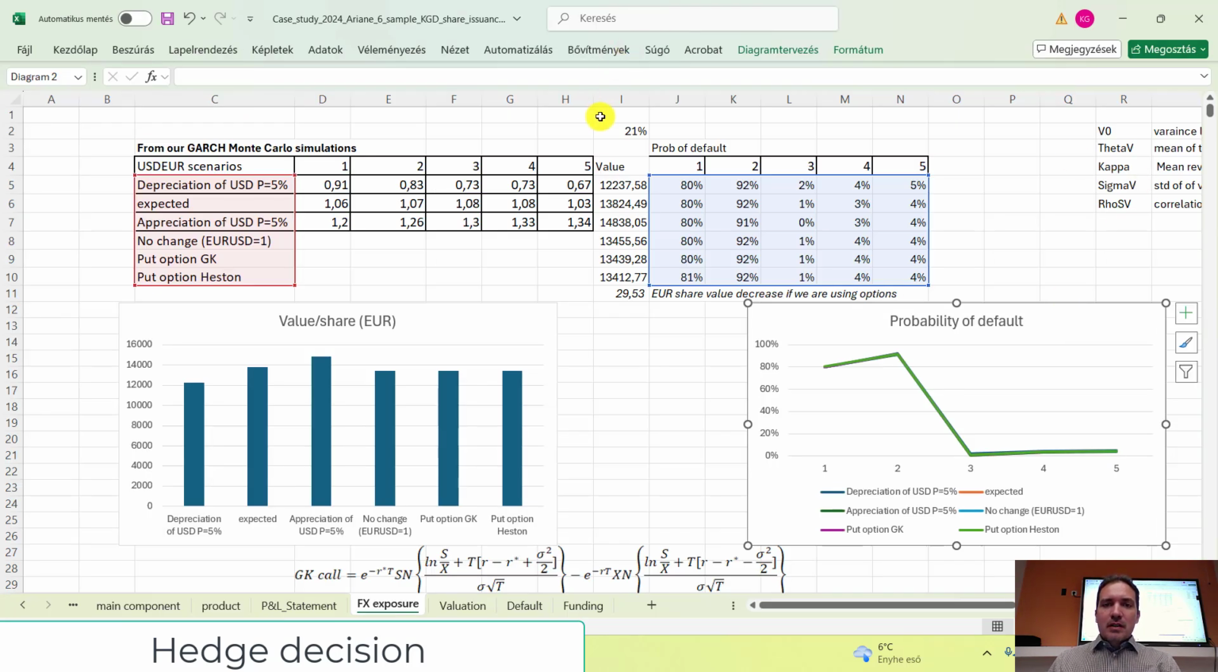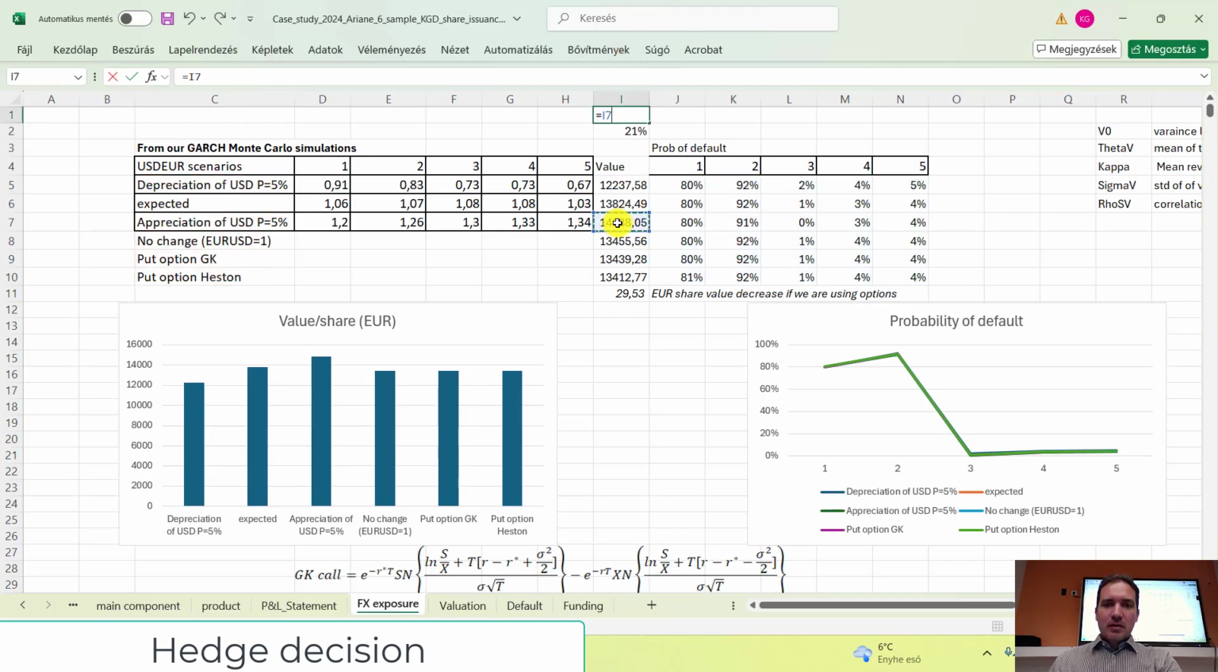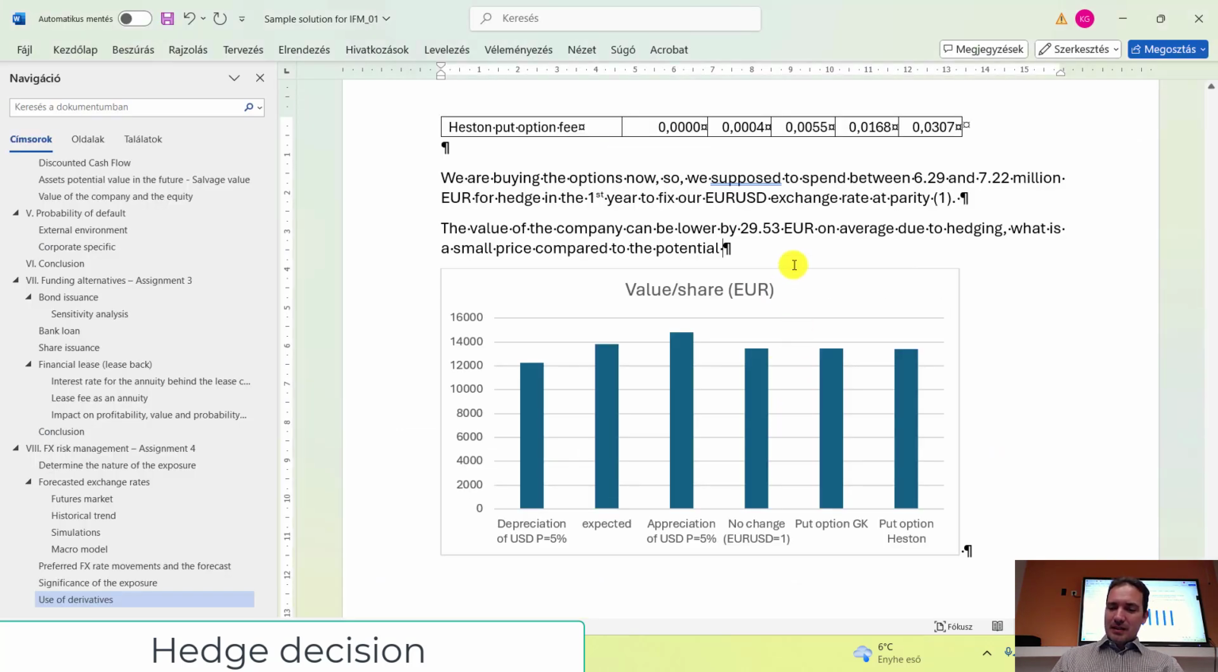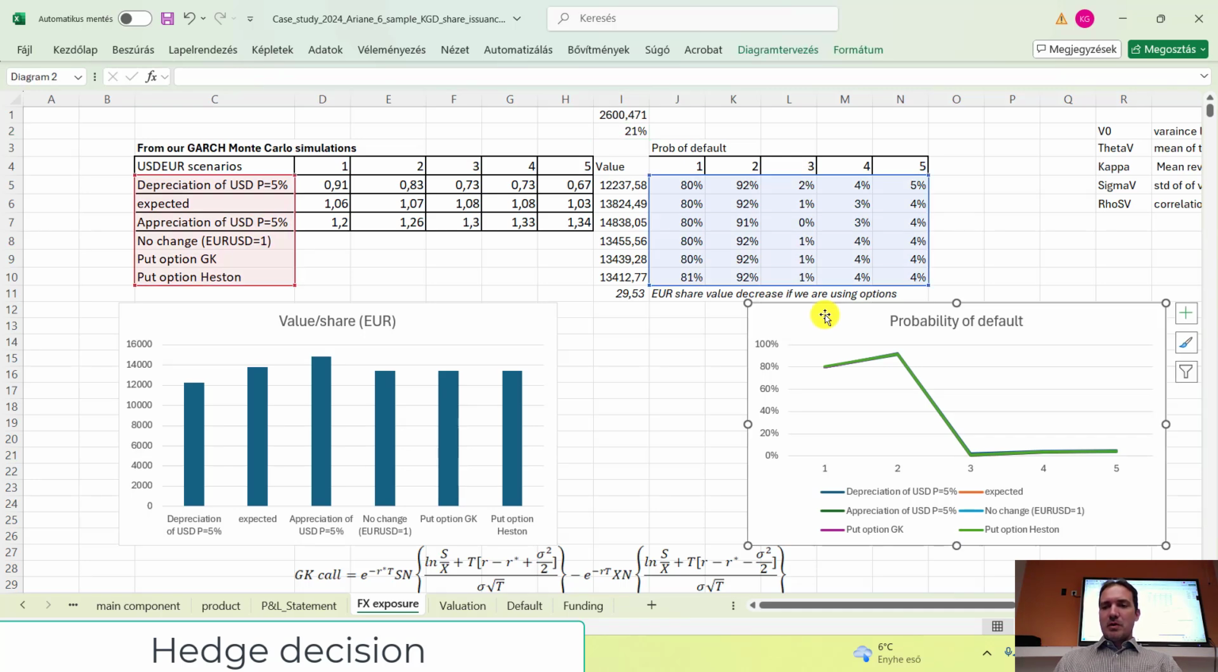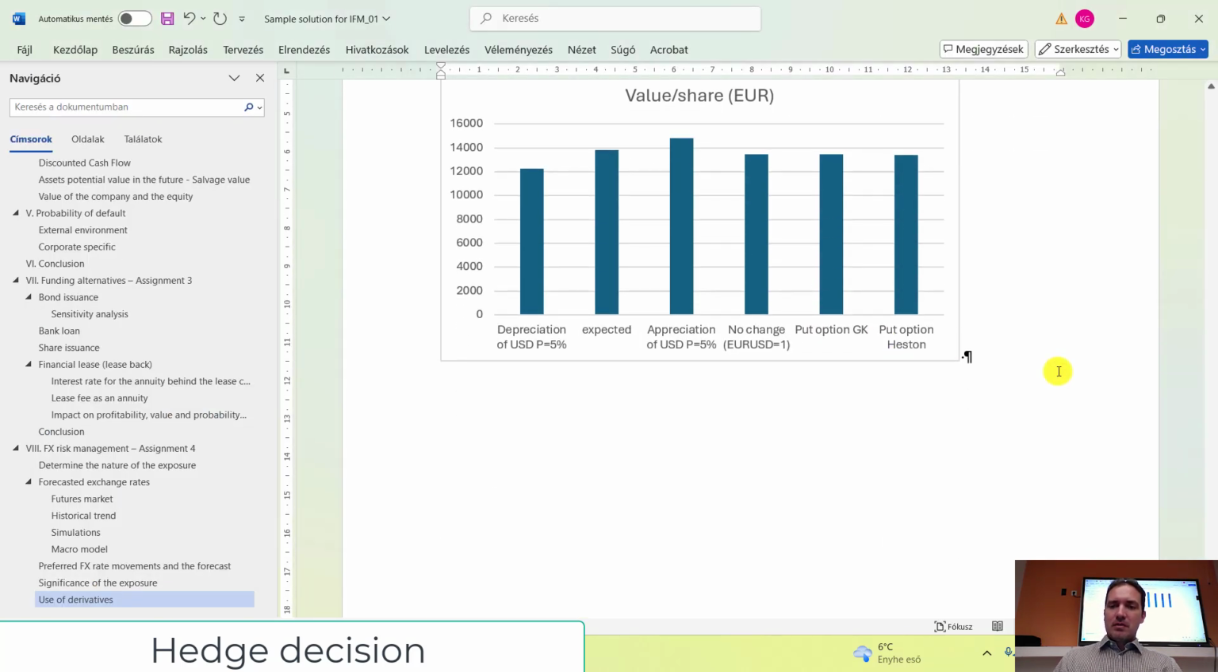How much money was that? So if you are going between this and that, yeah, 2016 euro. The under non-hedged. Okay, and also we can see that the probability of default was not affected.